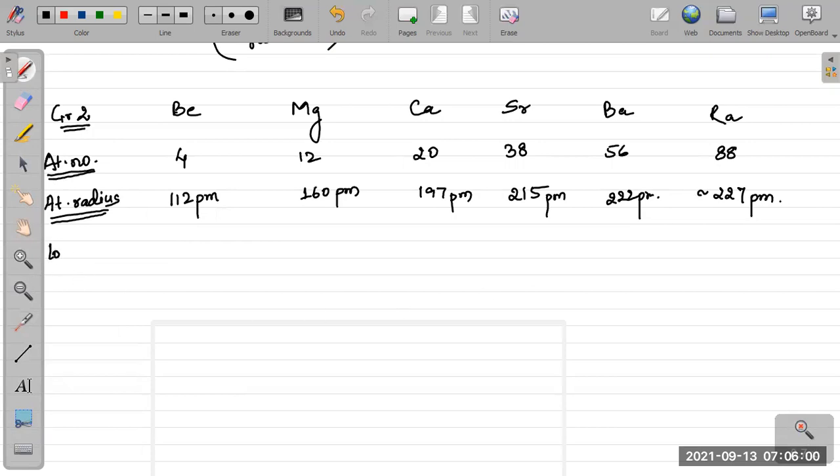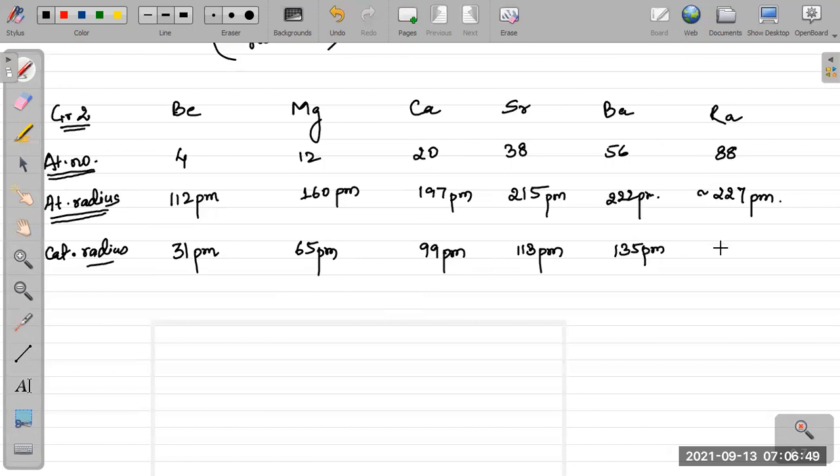Then we have ionic radius, and in fact it's cationic radius. Cationic radius: this is 31 picometer, 65 picometer, 99 picometer, 113 pm, 135 pm, and 140 pm.